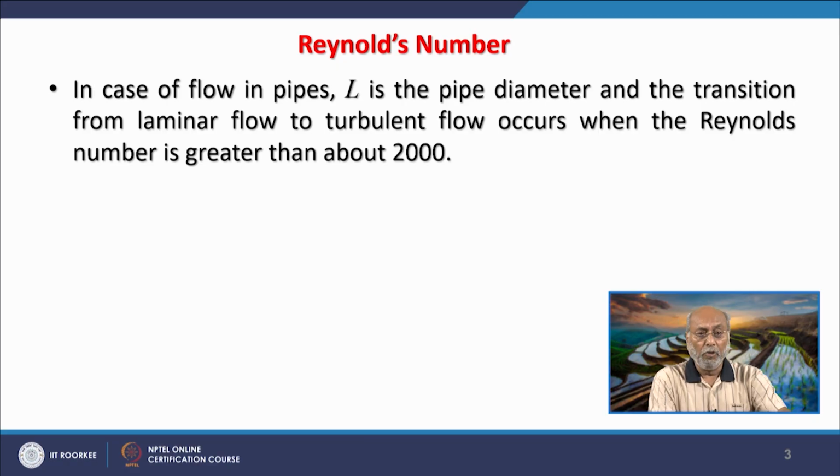Now, in case of flow in pipes, not in an open channel or a groundwater condition, but initially as we start understanding the Reynolds number, in the case of flow in a pipe, L is the pipe diameter, and the transition from laminar flow to turbulent flow occurs when the Reynolds number is greater than about 2000. So, if the number is very high, then it is highly likely that the flow inside a pipe is going to be turbulent.